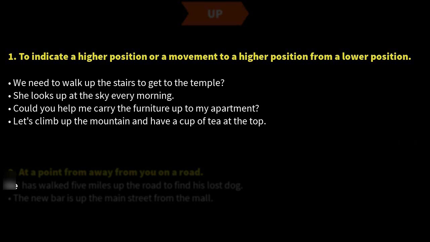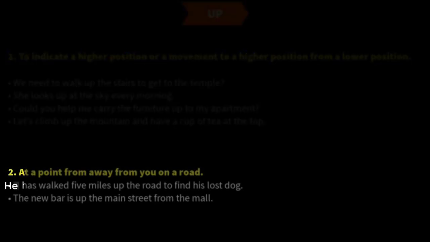Let's climb up the mountain and have a cup of tea at the top. Again, talking about a position, a higher position. Okay? Guys, we also use up to talk about a movement in a particular direction along a road, right? Let me show you some examples and make you understand.